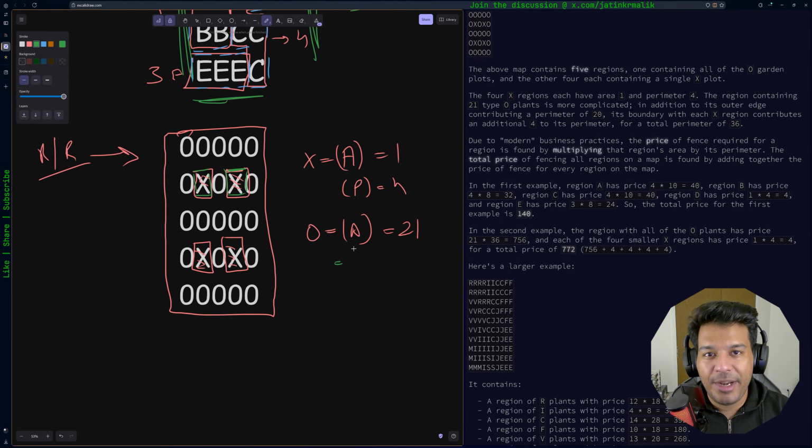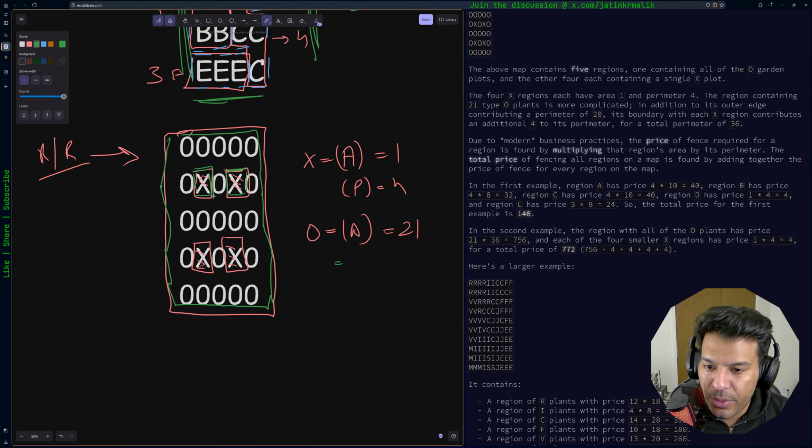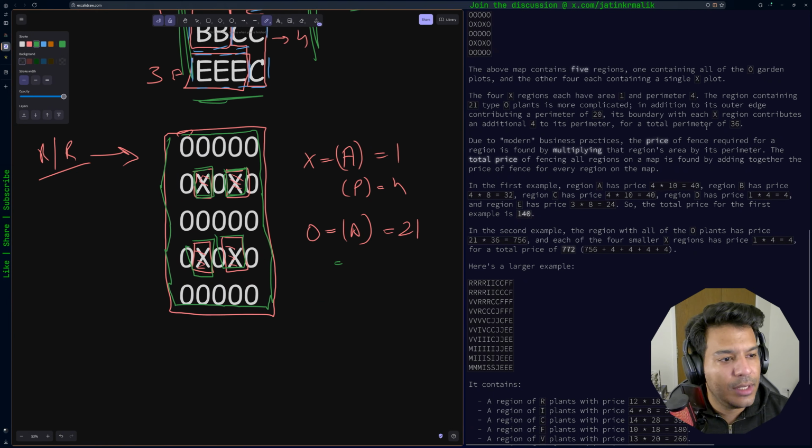Since this is perimeter, the more gaps something has, the more perimeter, and the more areas you have to scan. But let's count. 1, 2, 3, 4, 5, 6, 7, 8, 9, 10, and so on up to 36. Is that correct? Yep, that's correct.